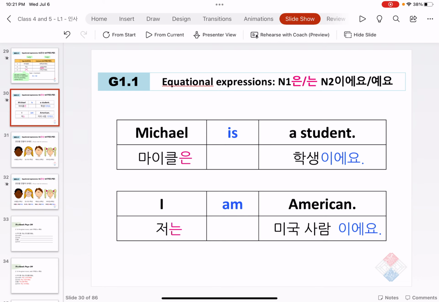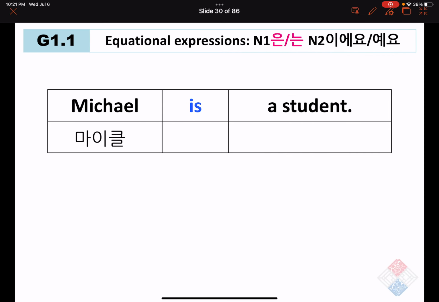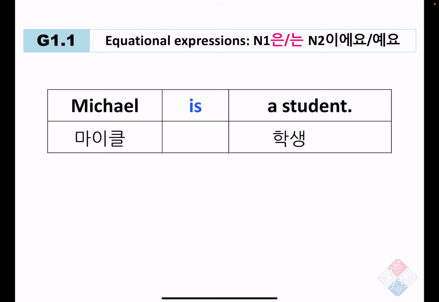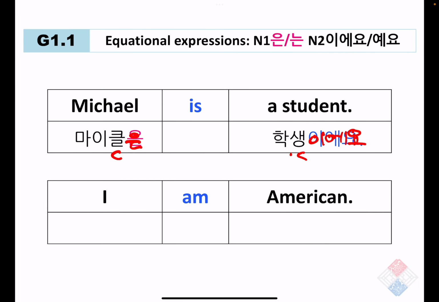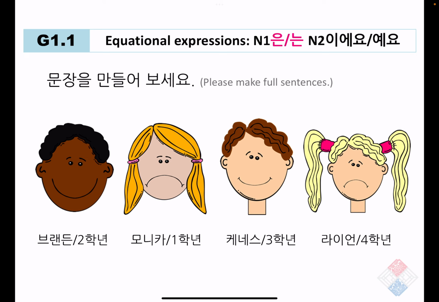Let's see. Michael, student. Student is 학생, and then we're going to add in Michael, ends in a consonant, so it's going to be 은. 학생, ends in a consonant, it's going to be 이에요. Okay, and I am American. 저, American, 미국 사람. 이에요. 저는 미국 사람이에요. And then you can practice making your sentences here.